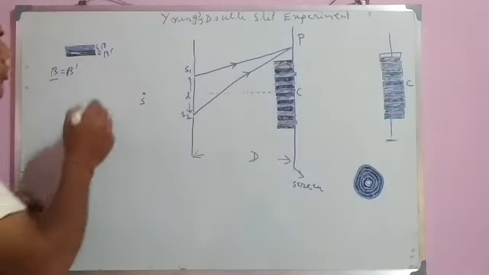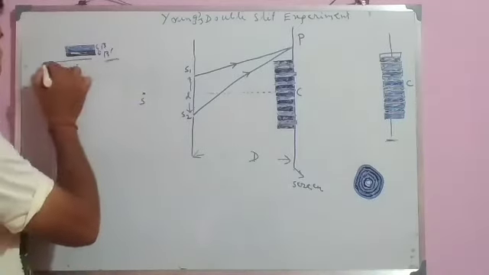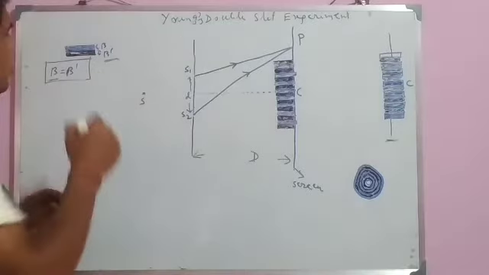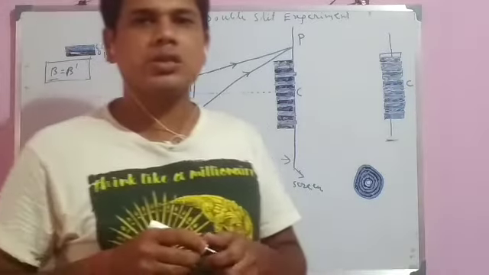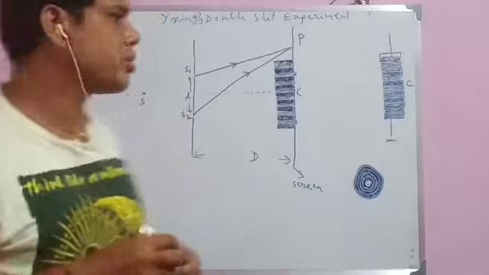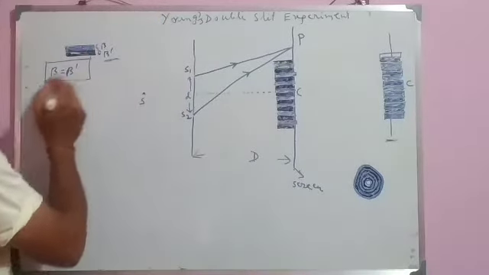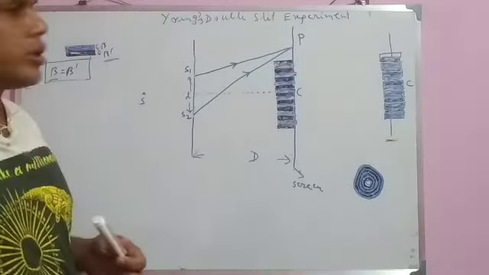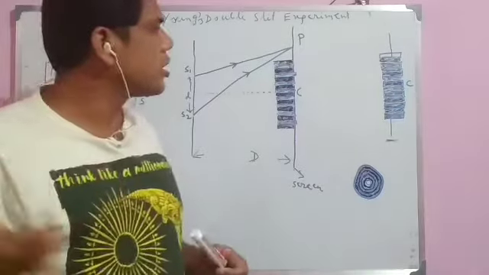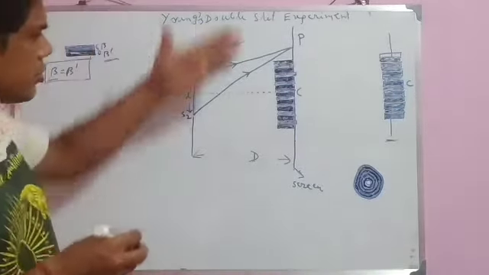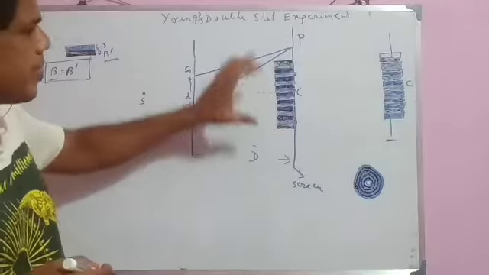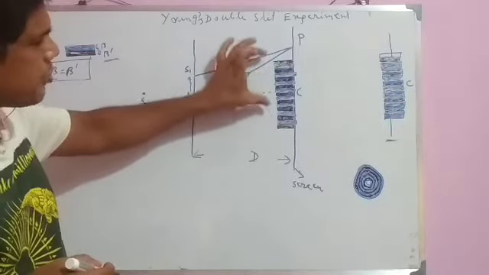Now, if the width of the bright fringe is denoted by beta and the width of the dark fringe is denoted by beta dash, then we can prove that the widths of the bright and dark fringes are always the same. It means beta equals beta dash. We will derive these things later on. For now, you have to visualize these things. These are the fringe patterns.